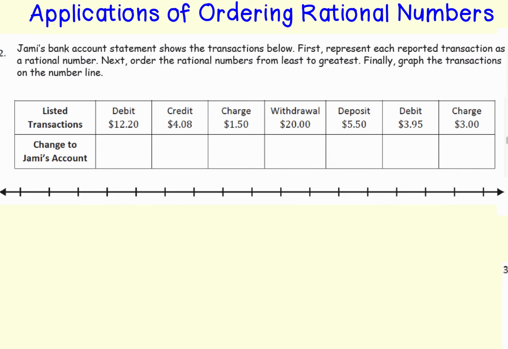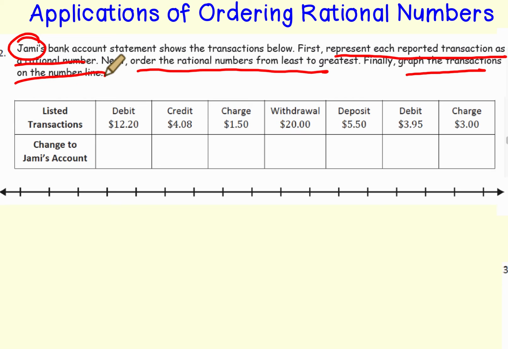So here's something that we're going to have to deal with all of our lives: money. Jamie's bank account statement shows the transactions below. So we're going to represent each as a rational number, order them from least to greatest, and graph the transactions. So let's start.